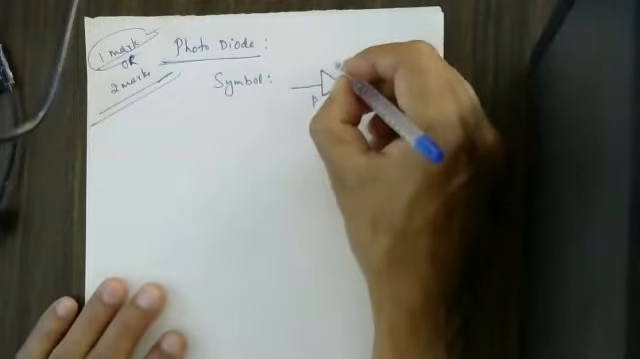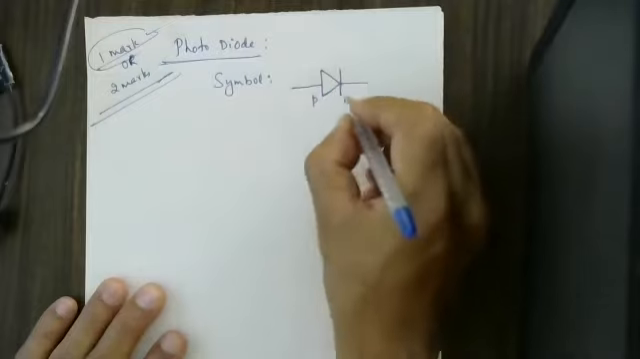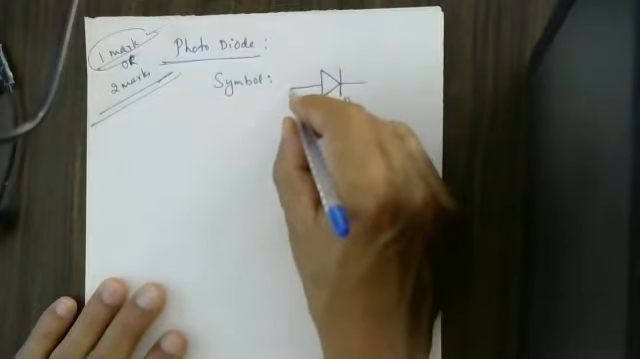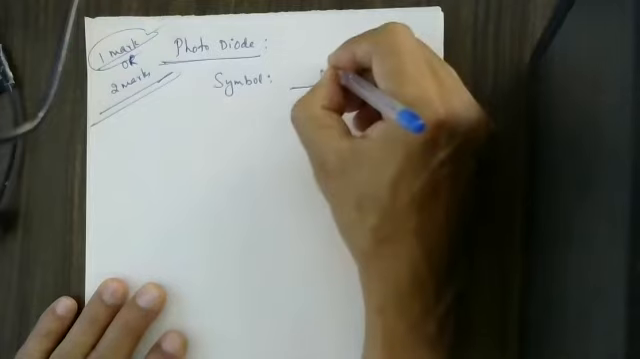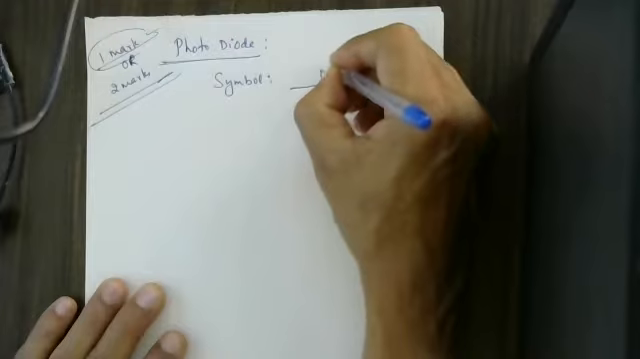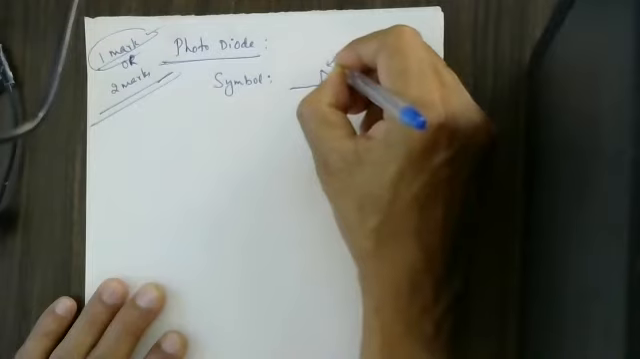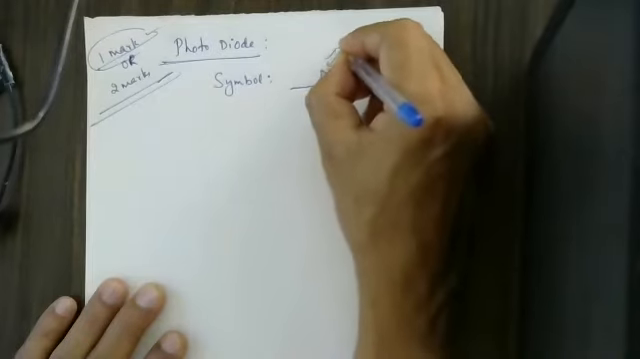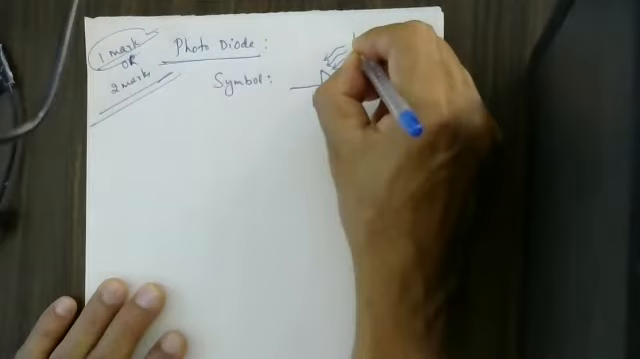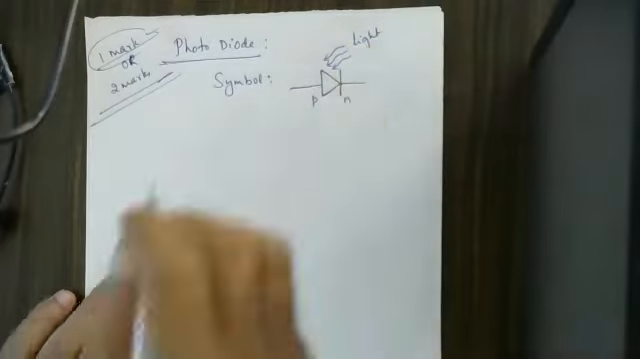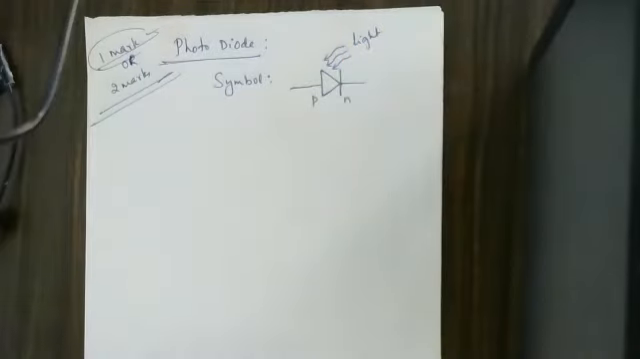And the extra idea: of course, this is the cathode and this is the anode. This is the positive end, this is the negative end. As an extra concept, I am supposed to show it like this: light energy must be incident here. This is the light energy. Only when the light energy is incident will it start to work. That is the concept under photodiodes.